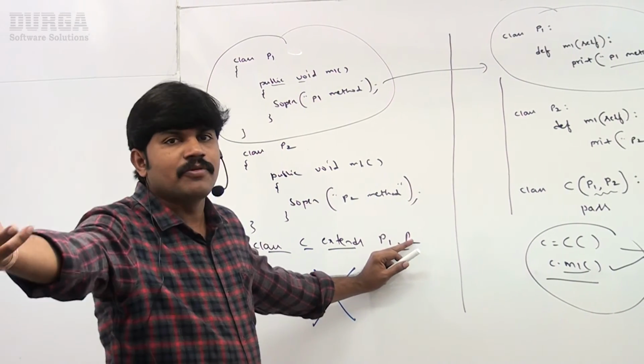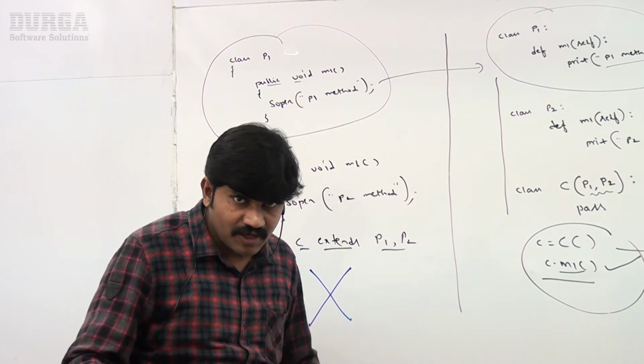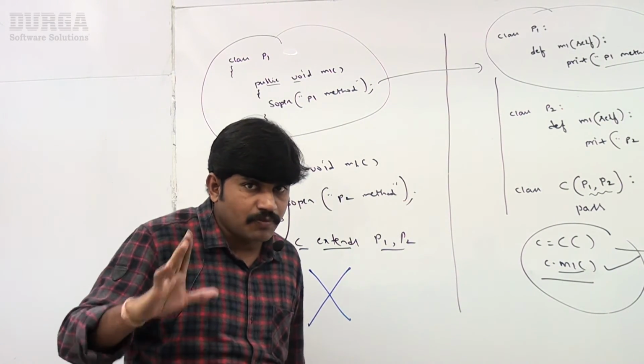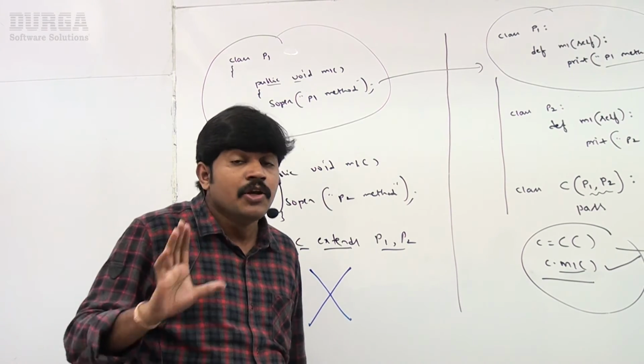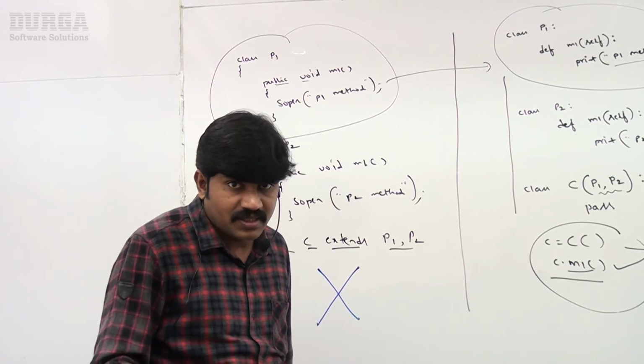Sometimes maybe in future versions you can expect it, but as of now Java won't provide support for multiple inheritance with respect to classes. Clear, right?